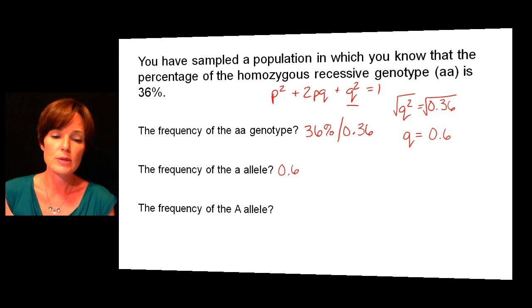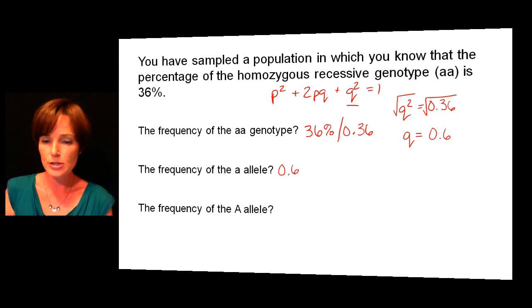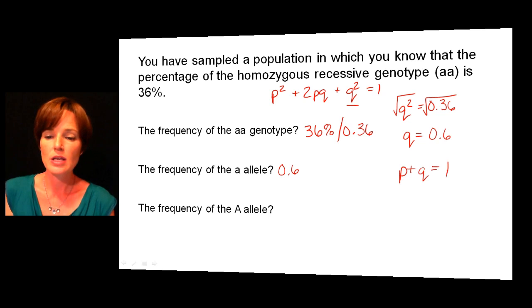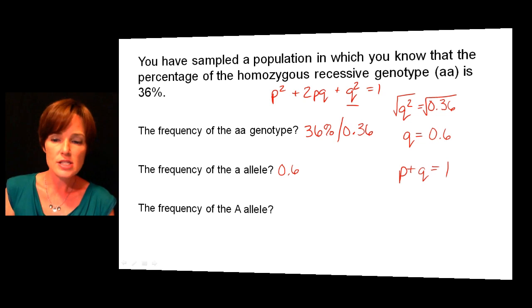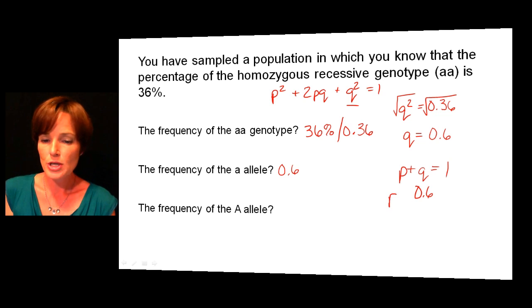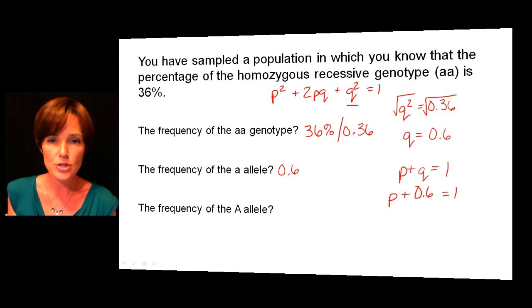If we want to know the frequency of the big A allele, keep in mind the other part of the Hardy-Weinberg theorem, which is that P plus Q equals 1. Well, we just solved for Q. That was 0.6. And so we know P plus 0.6 is going to equal 1. So all we have to do in this case is solve for P. So P is going to be equal to 0.4. We can write that here.